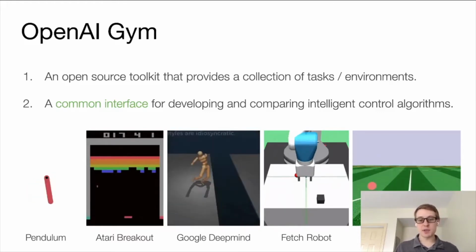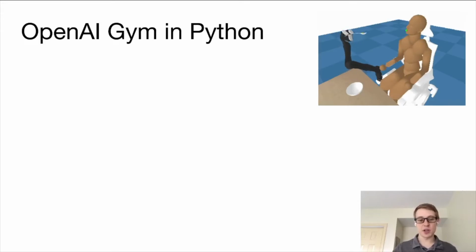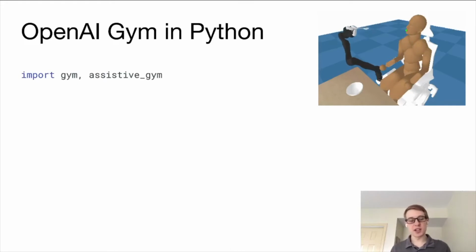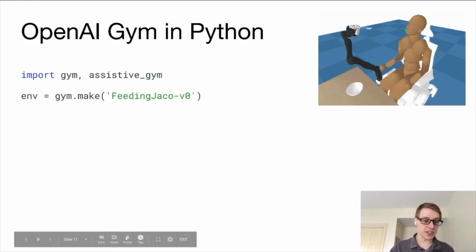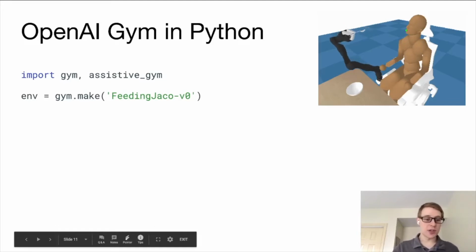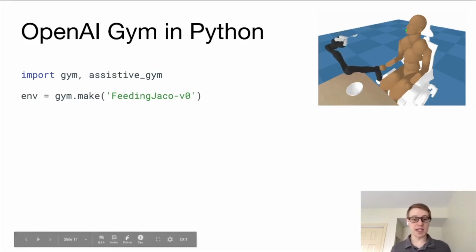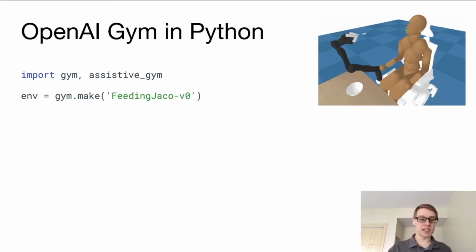And as an example of that, here are some code examples. We're going to be using OpenAI Gym in this course. So hopefully throughout the course, you'll get very comfortable with interacting with this type of OpenAI Gym interface, as well as the simulation environment. Here's a quick couple-line code example in Python of how to actually use OpenAI Gym. The first step is that you import Gym, and in this case, Assistive Gym. Then we're going to create a new environment. So you're going to say gym.make, and then specify the name of the environment. In this case, it'll be FeedingJaco.